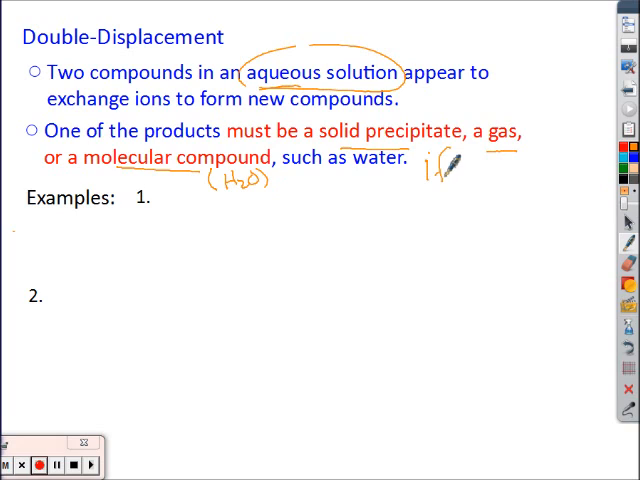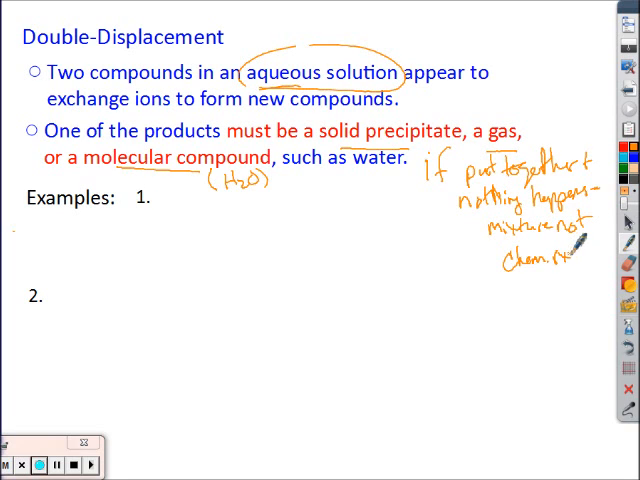So if you put them together and nothing happens, it's just a mixture, not a chemical reaction.